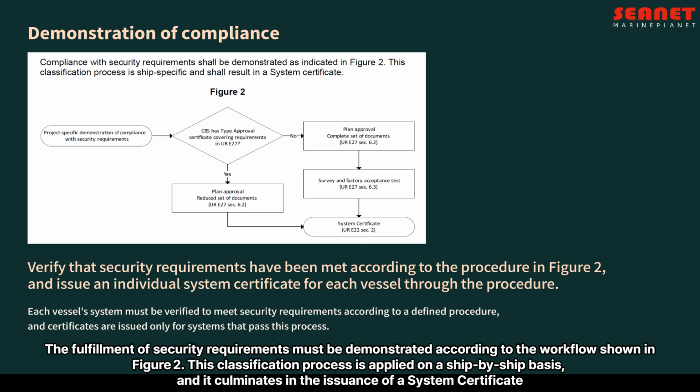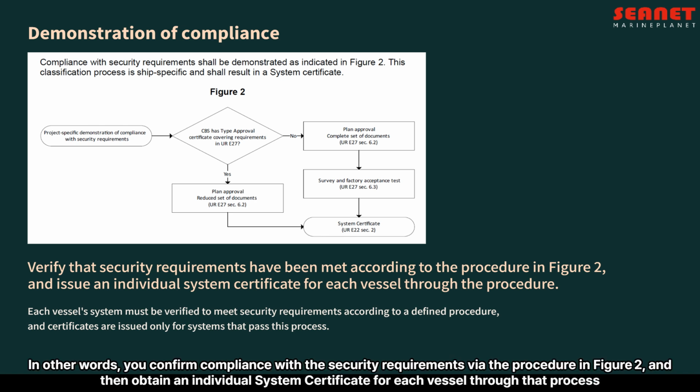This classification process is applied on a ship-by-ship basis, and it culminates in the issuance of a system certificate. In other words, you confirm compliance with the security requirements via the procedure in Figure 2, and then obtain an individual system certificate for each vessel through that process.